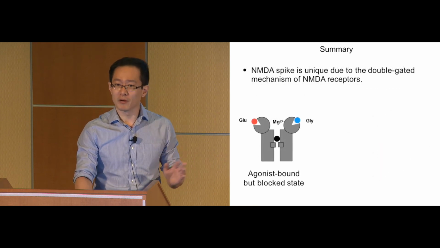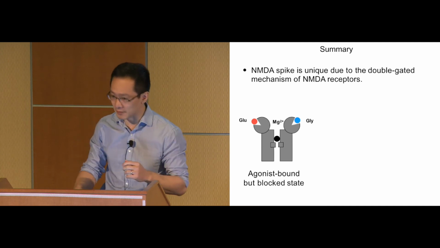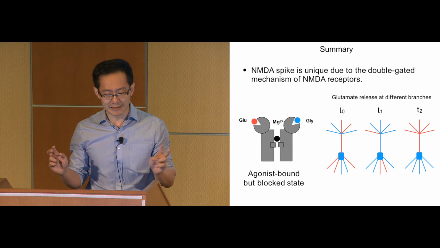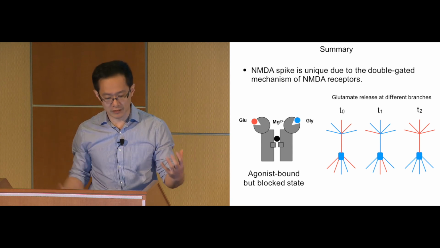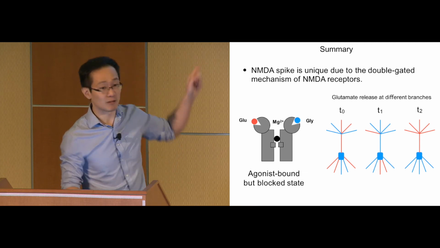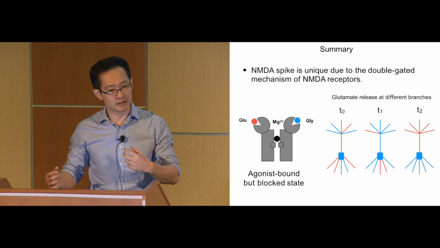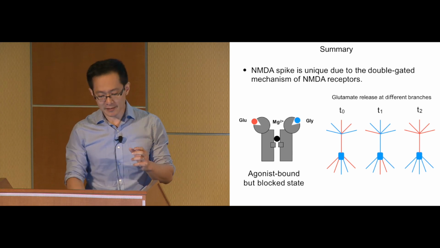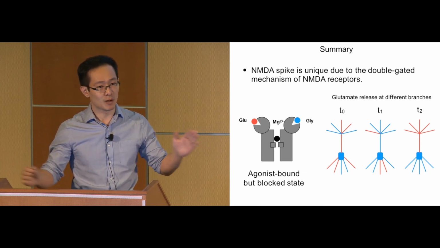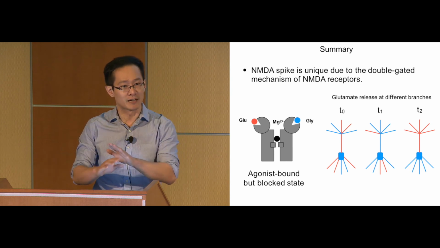There's one point I want to share that I think is potentially important and needs more attention: NMDA spikes. NMDA spikes are really unique due to the double-gated mechanism, ligand gating and depolarization. And there's this very strange state called the agonist-bound but blocked state. You can have neurotransmitter bound to the channel. It's open, but there's a magnesium ion in the pore blocking the channel. I think this is profound because the NMDA receptor has very long kinetics. After a 1 millisecond glutamate release, it opens for hundreds of milliseconds after the glutamate is completely gone.